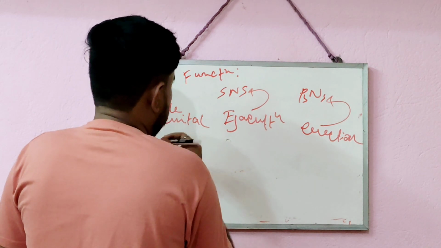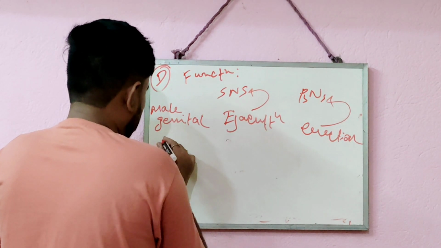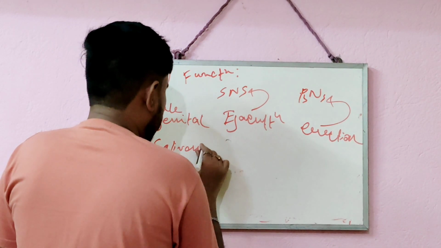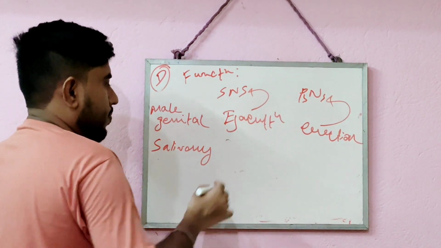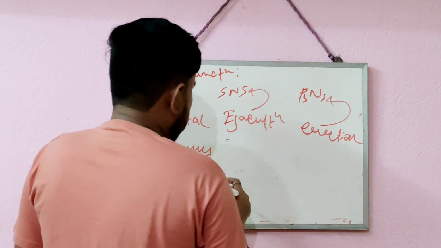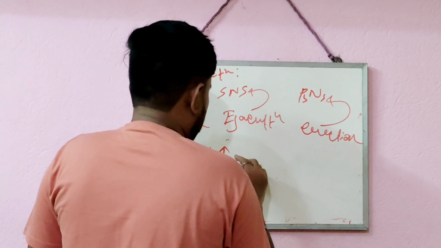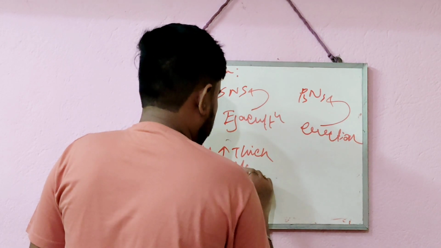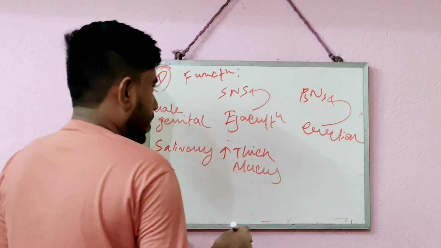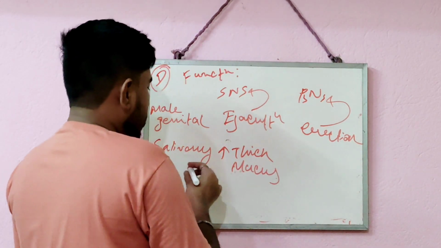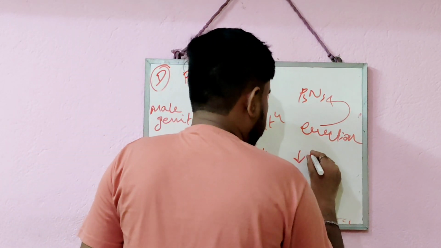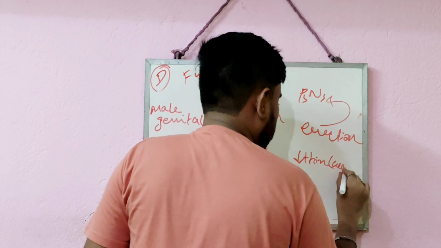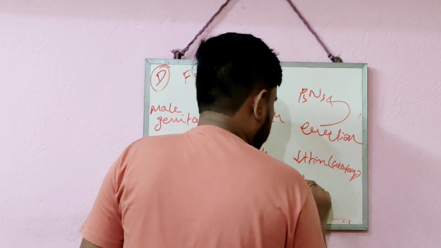The other organ in which it also works, the fourth one, is the salivary gland. That is the gland which generally produces and secretes saliva. What does the SNS do? SNS increases the secretion of thick mucus or thick saliva. In case of PSNS, it helps in the secretion of thin, that means watery, mucus secretion.